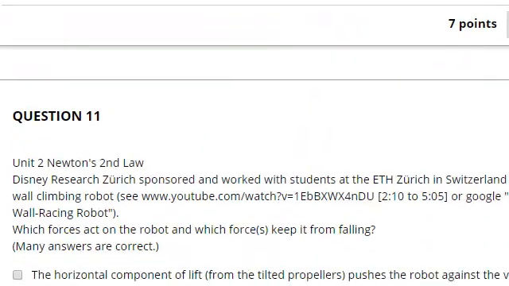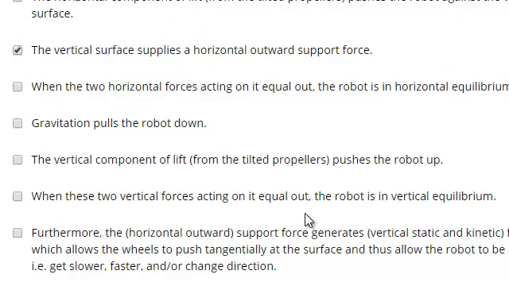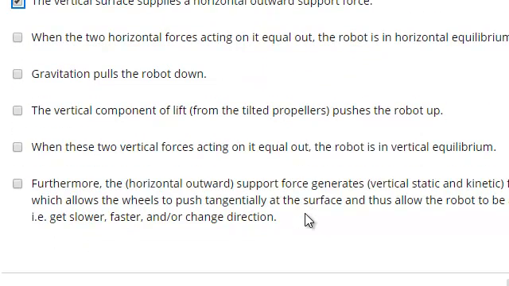All right, last question on here. There is another video posted about this, and I believe all of these apply, but go ahead, watch the video and see how that wall racing robot is doing. All right, and that was the extra question.